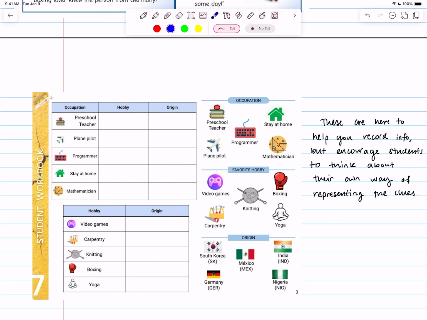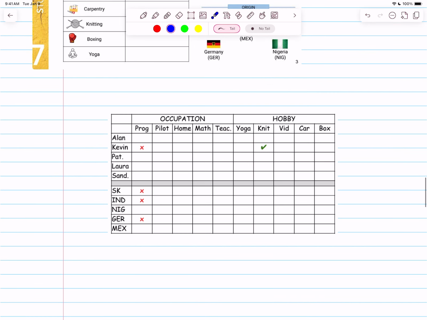For example, you could do these tables. There's also sort of a larger table where you conglomerate a bunch of things together. I like this one. But again, encourage students to come up with their own representation and sort of play around with it. There's no one right way.